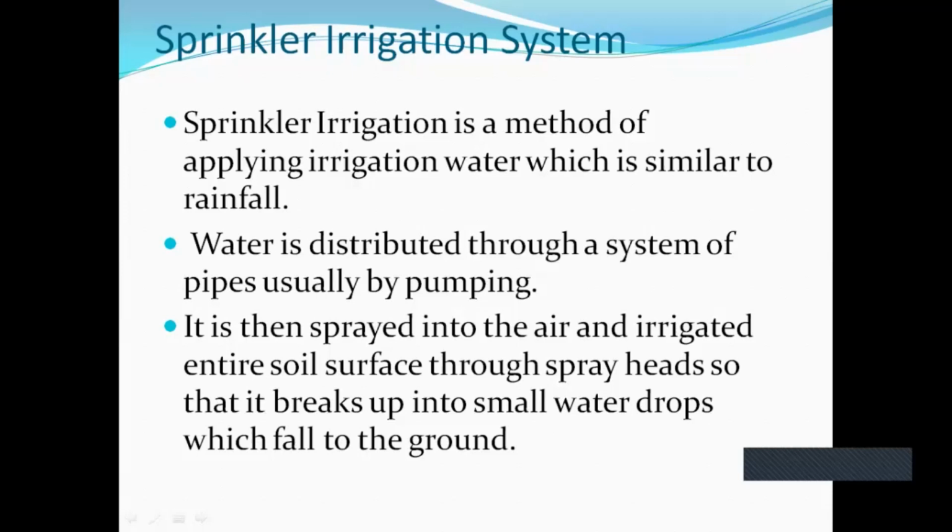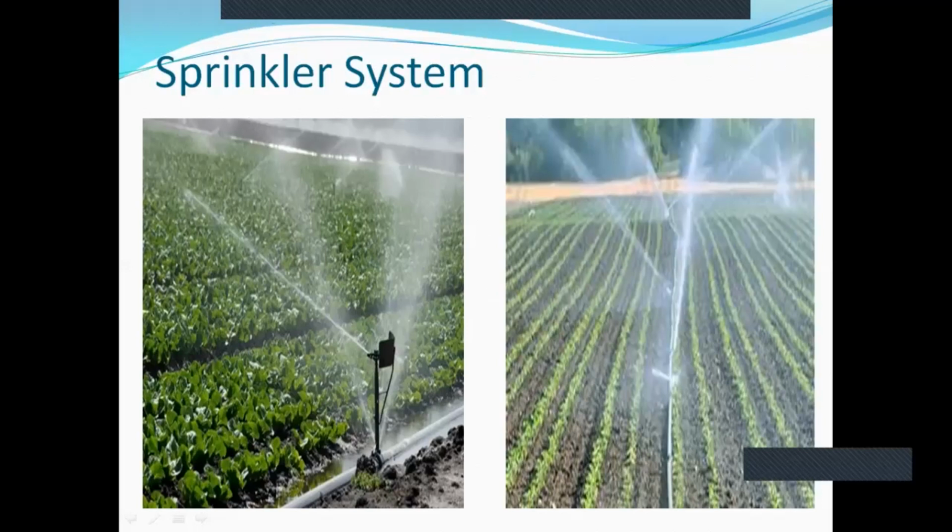Yes, with the help of the pump, the water is removed from the source. It is then sprayed into the air and irrigates the entire soil surface through a spray head, so that it breaks up into small water droplets which fall on the ground, and these water droplets look as if it is raining. Can you see this picture? This is actually the sprinkler system.